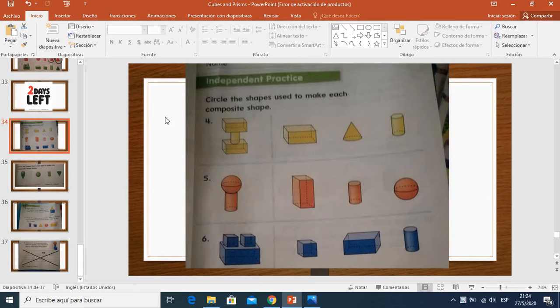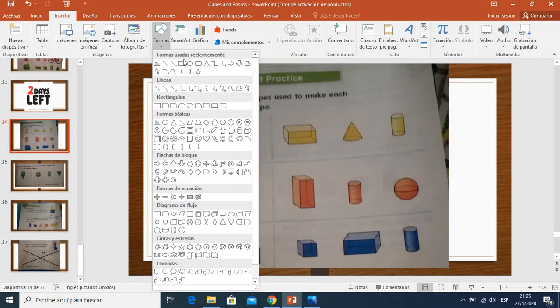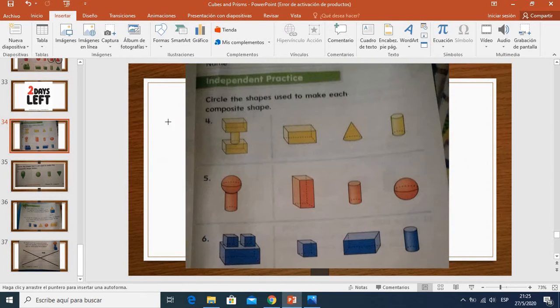Okay, guys. Now we're gonna work in math. Remember, in math we're learning about composite shapes. Composite shapes is when you put three-dimensional shapes together and you make a new shape. Yes, and you can do it with two-dimensional shapes too. Okay, independent practice. You have to circle the shapes used to make each composite shape. I'm gonna help you with the first one only, and you do number 2 and number 3, okay?